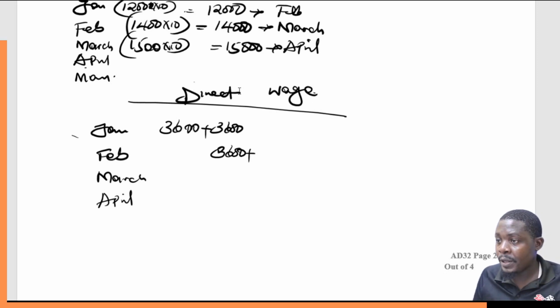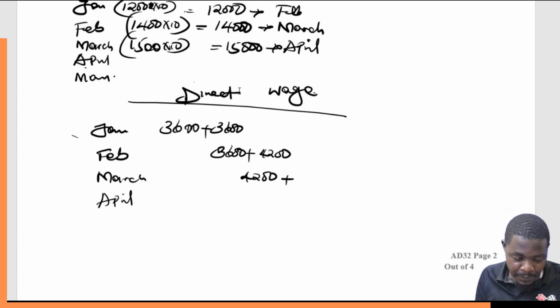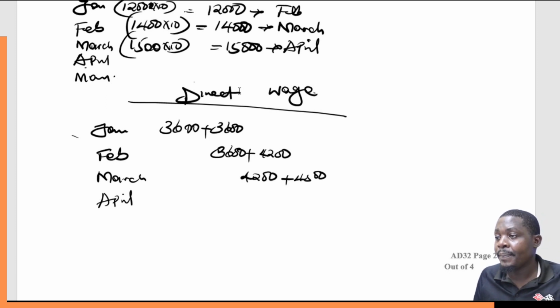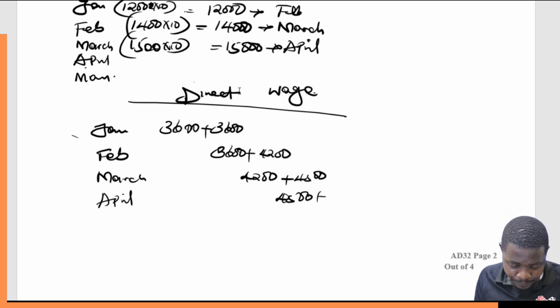Now 42 will be paid in February. Then the balance will be paid in March, 42. Then let's see in March how many did we produce. In March we had 1,500 multiplied by 6, 9,000. Now 50% of that is 4,500 will be paid in March, and then the balance will be paid in April, 4,500 plus April. How many did we do? We produced in April 15, which is just the same, 45.